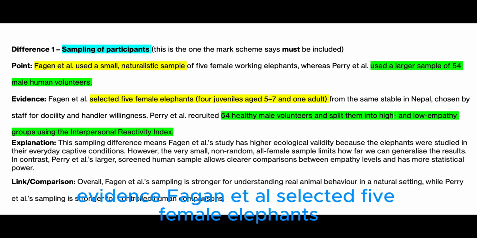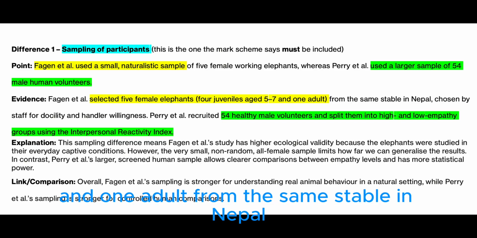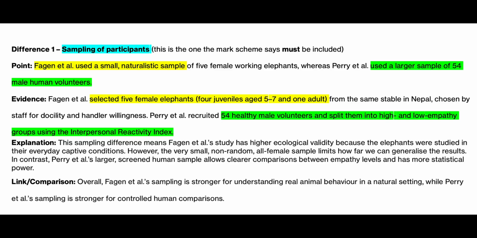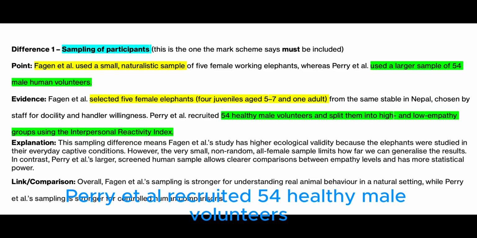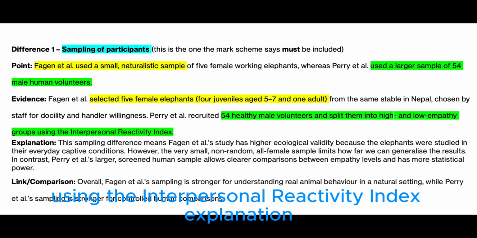Evidence: Fagen et al. selected 5 female elephants, 4 juveniles aged 5 to 7 and 1 adult, from the same stable in Nepal, chosen by staff for docility and handler willingness. Perry et al. recruited 54 healthy male volunteers and split them into high and low empathy groups using the Interpersonal Reactivity Index.